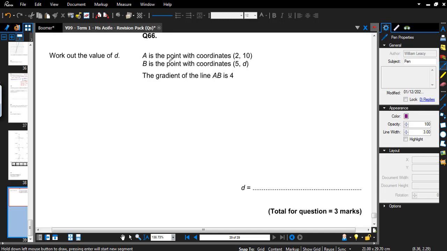A is the point with coordinates 2, 10. B is the... Gradient is 4. Find the value of d. Well, what's the formula for gradient? Gradient, m equals y2 minus y1, the rise, so that's the change in vertical height, over the run, which is the change in horizontal, x2 minus x1. Or you could do y1 minus y2 over x1 minus x2. It will always work out the same.